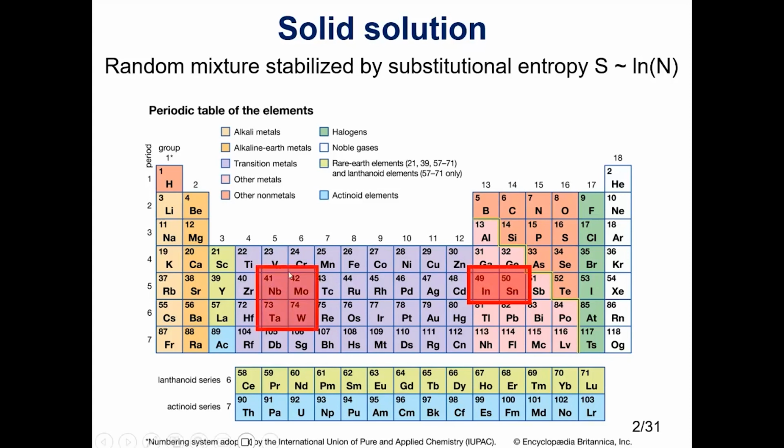I'll also talk about high entropy alloys. High entropy alloys are just solid solutions that have fairly large numbers of chemical constituents. For example, MoNbTaW has 4 species, and chromium, manganese, iron, cobalt, nickel has 5. These are some of the popular examples of high entropy alloys.